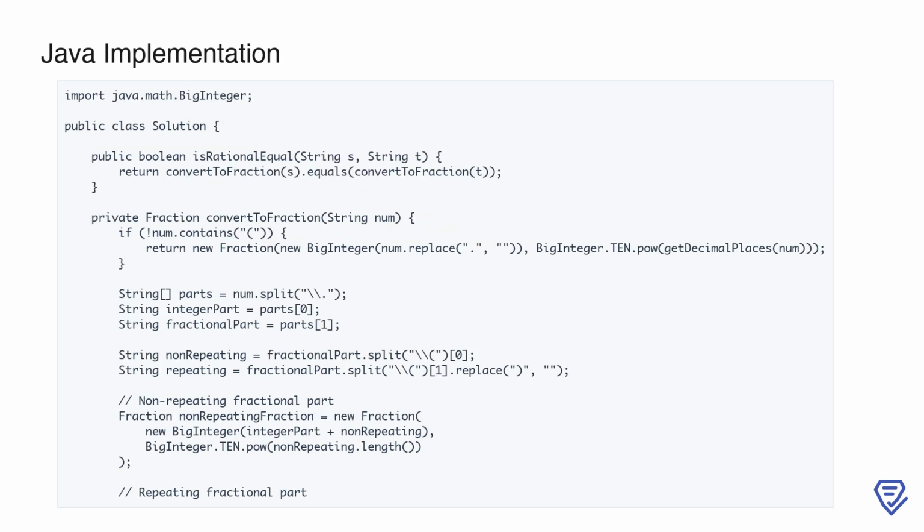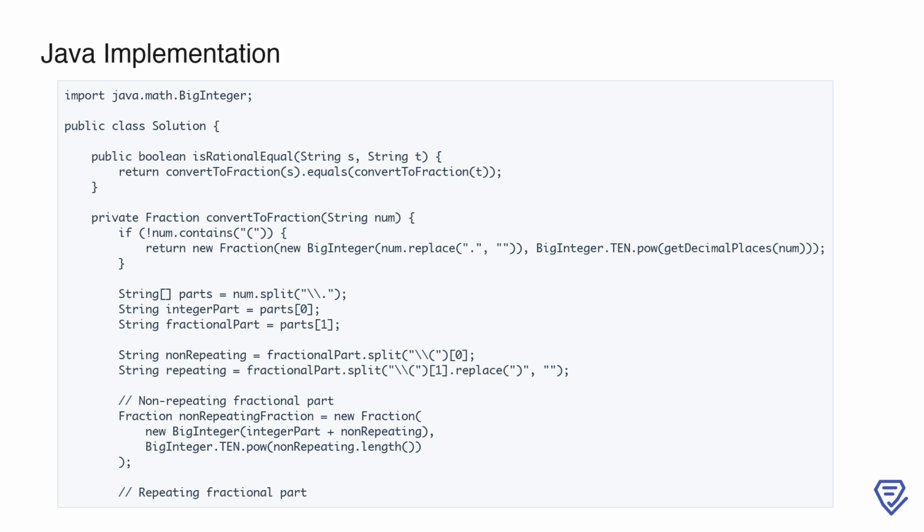Here, we start by defining a Java class called Solution that contains the main method for determining if two rational numbers, provided as strings, are equal. The isRationalEqual method compares these two strings after converting each into a fraction object using the convertToFraction helper method. Within convertToFraction, we handle two cases, numbers without repeating decimals and numbers with repeating sections. If the input lacks a repeating section, we directly create a fraction by treating the entire number as a regular decimal. We remove the decimal point to create the numerator and calculate the denominator as a power of 10 based on the number of decimal places.